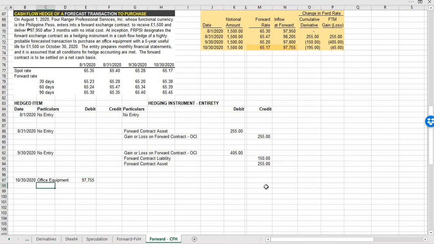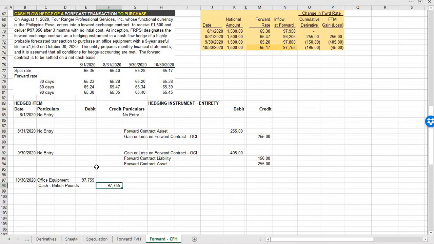Tapos syempre tayo ay magka-credit ng cash. Ang cash na ating i-credit is British pounds. Bakit British pounds? Kasi syempre ang ibabayad natin ay hindi peso. Ang ibabayad natin ay British pounds, 1,500, kasi nga ito ay isang foreign currency transaction. Pero syempre, it should be recorded in Philippine Peso kasi nga ang functional currency is Philippine Peso. At ang kanyang peso equivalent is 97,755 pesos.